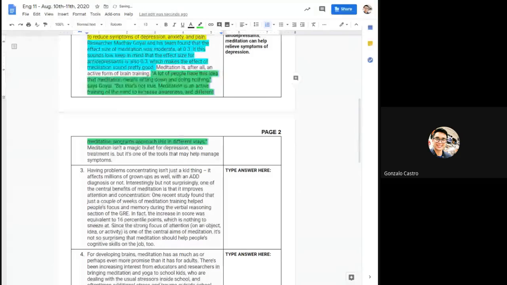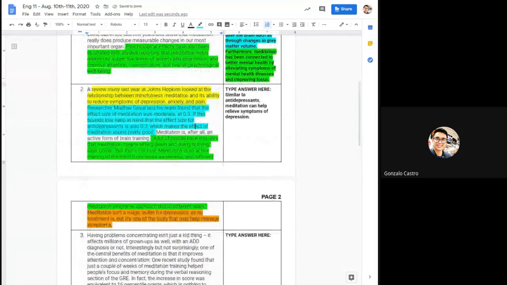And one more key detail I'm noticing is this very last detail. Meditation isn't a magic bullet, meaning it's not necessarily a cure for depression, but it's something that can help. So we'll go ahead and highlight that as well. So let's go ahead and add these 4 ideas into our paraphrasing.